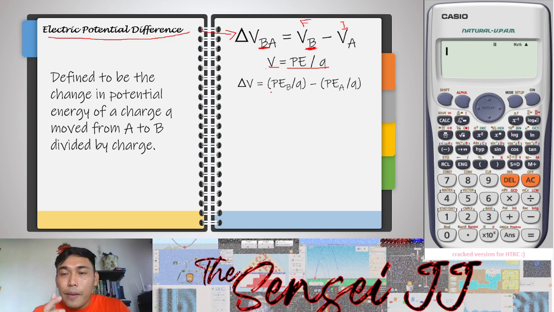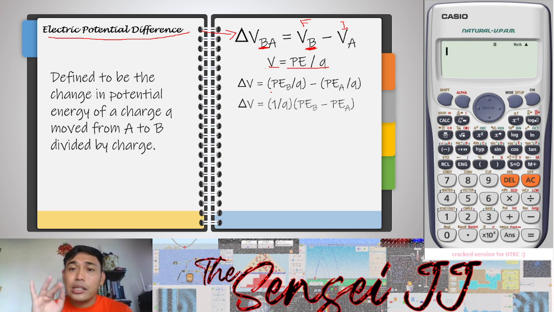However, guys, aside from this, PEB all over Q minus PEA all over Q, do you think there is any similarity between those two? The PEB over Q and PEA over Q? Meron silang similarity. Para silang under ng same charge. So if they are under the same charge, we can isolate the charge, which can be rewritten as 1 over Q multiplied by PEB minus PEA.